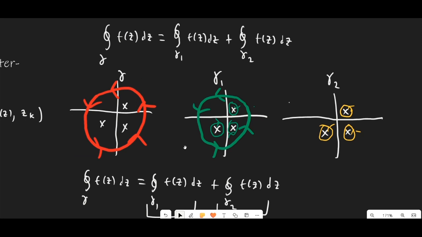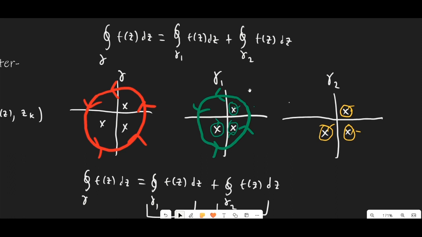Now, gamma 1 is the same as gamma. It has this counterclockwise oriented circle right here, and it also has these clockwise oriented circles around each residue. And these circles can be made as small or as large as you want, as long as they only enclose the residue, or sorry, not residue, poles. They only enclose those poles and no other poles or singular points nearby.